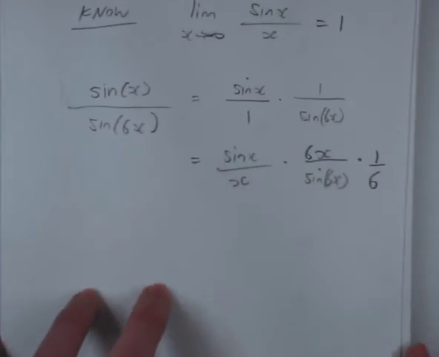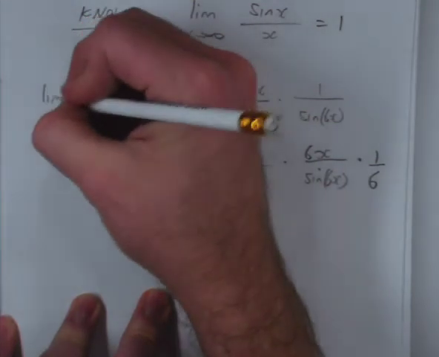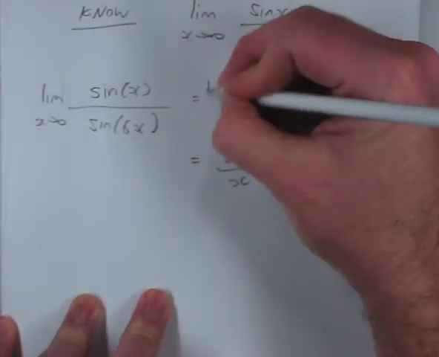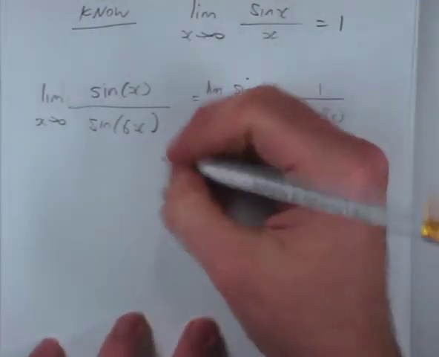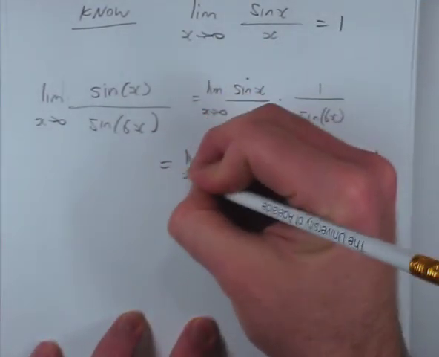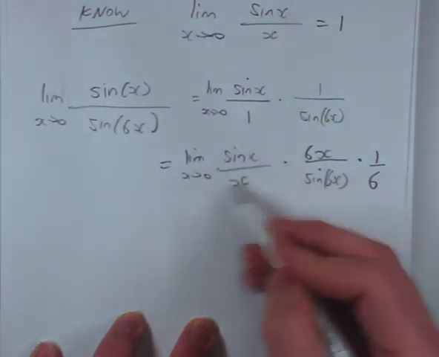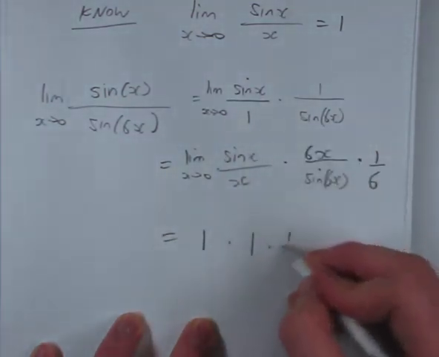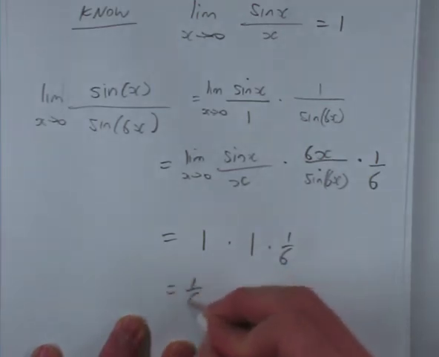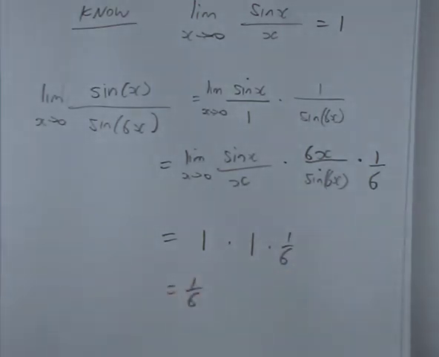So what we really want to do is we want to do this. And so now, I'm going to put limits in. So the limit of this bit is 1, and the limit of this bit is 1, and the limit of a 6 is a 6th. Magic, huh?